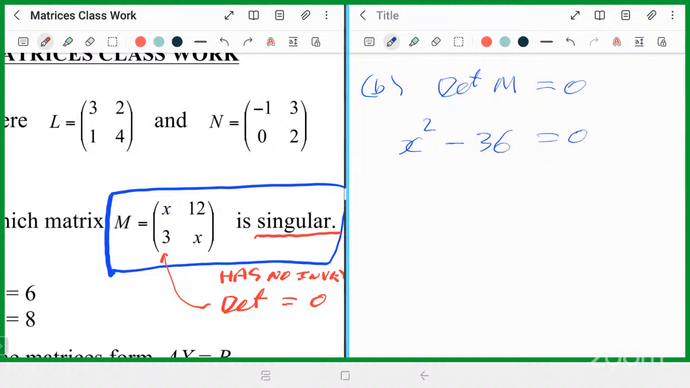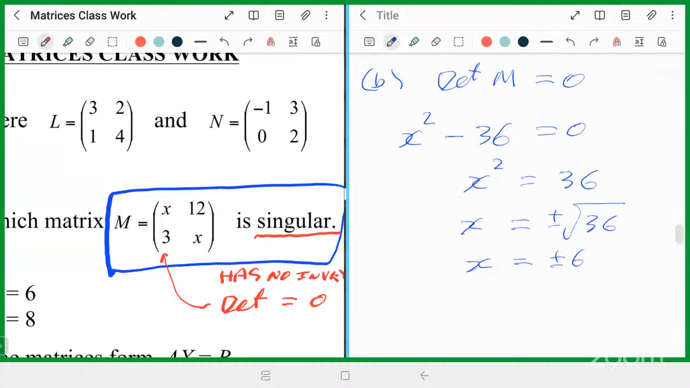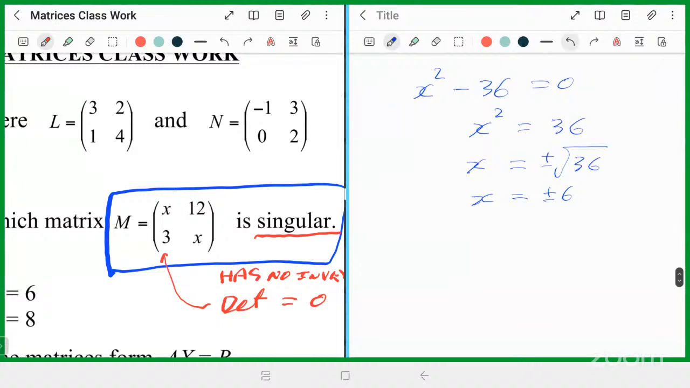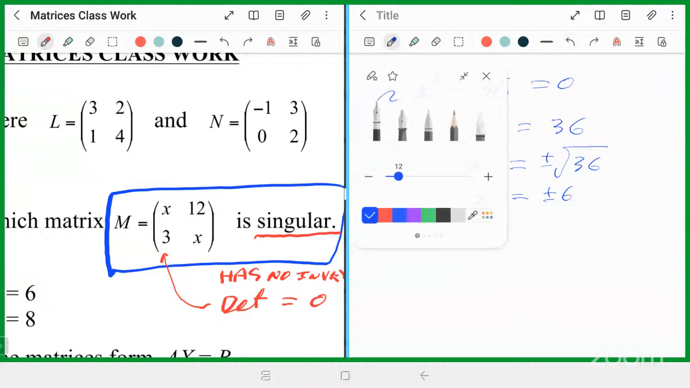And so, solving this for x, you transpose the -36, and you will get x squared equals 36. And you would square root both sides to get rid of that square. But what you must know is that when you calculate a square root, it is plus or minus the value. And so x is equal to plus or minus 6. I'm going to show you another way to do this part just to prove that it is plus or minus 6.